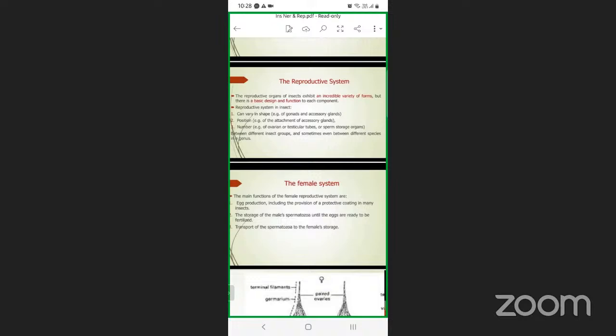And the female reproductive system produces and stores eggs, provides eggs with the necessary nutrients for the embryonic development, receives and stores the sperms, is the site of fertilization, and deposits the eggs and may provide additional protection to the unborn embryos.